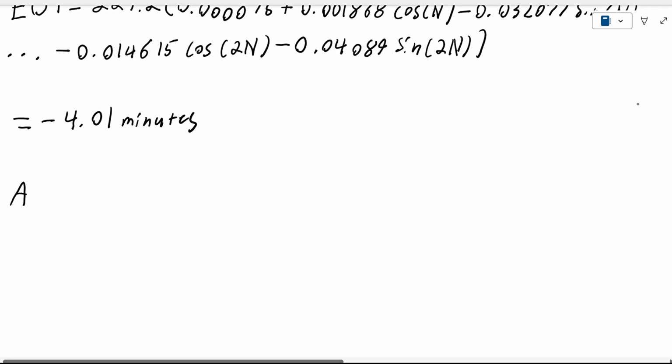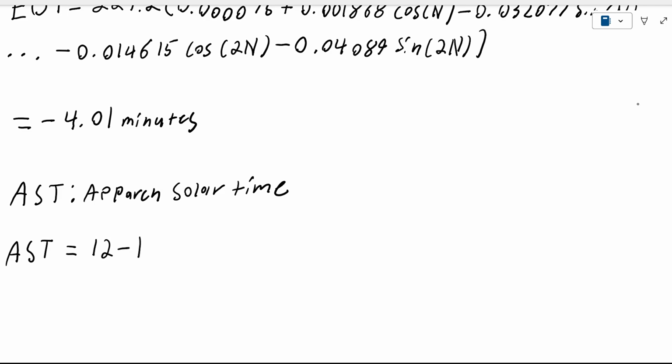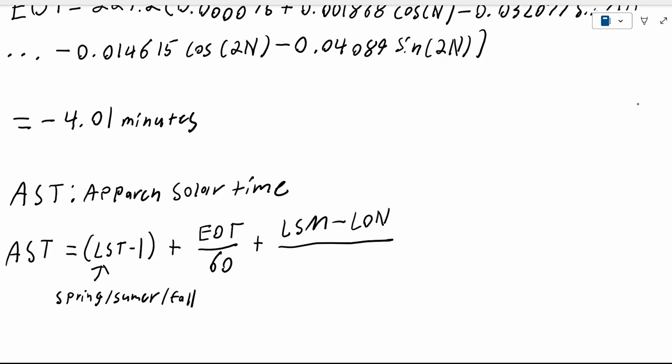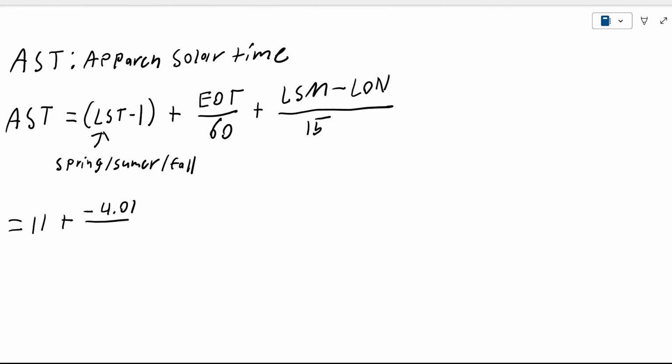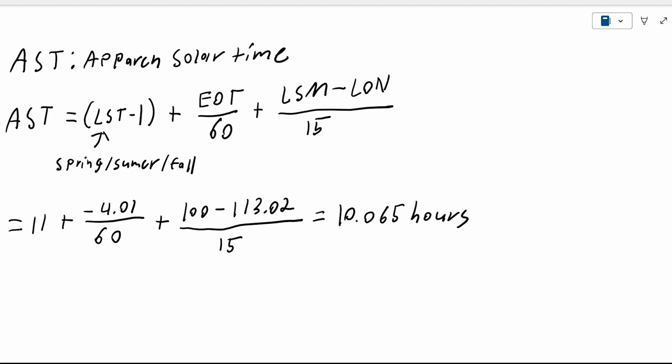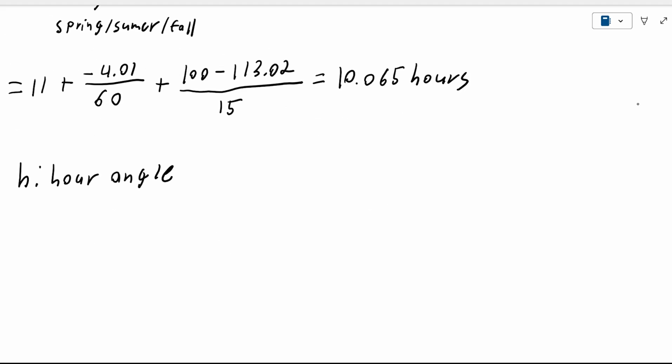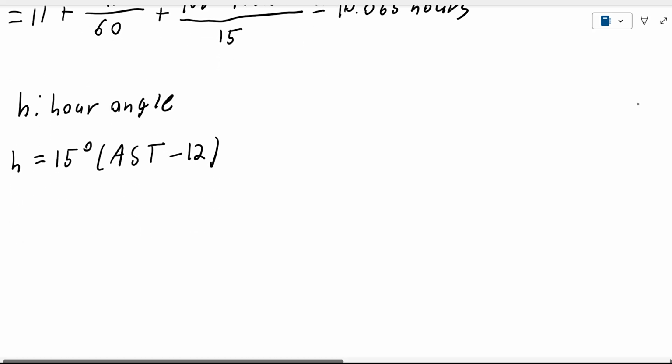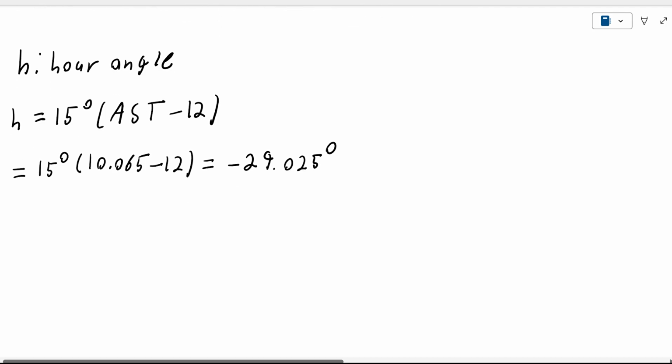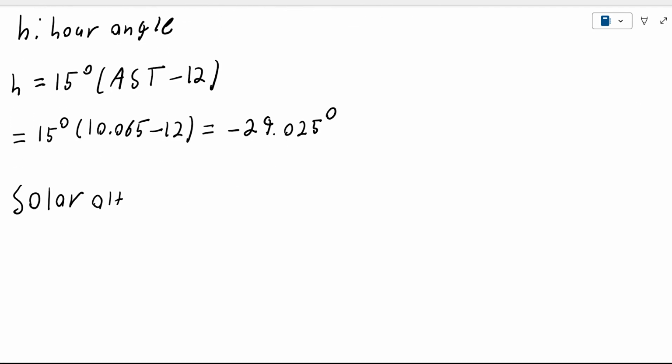Next up, we'll calculate the AST, or apparent solar time, and to do that, we'll have to correct our LST, local time, by subtracting 1 hour since August is in the summer, which means there's daylight savings occurring. Then we'll be able to sub in the values that we found for EOT, the given LSM, and our longitude. And in doing so, we'll find that the AST, also sometimes called the true solar time, at noon local time is about 10 a.m. solar time. Next up, we'll need the hour angle, which tells us the sun's angular displacement from the local meridian, and is found using our AST.